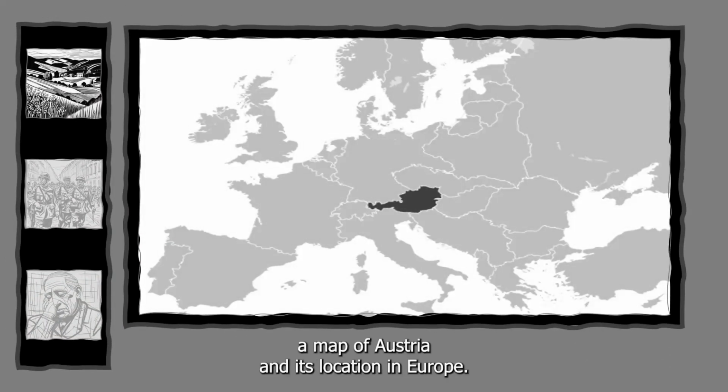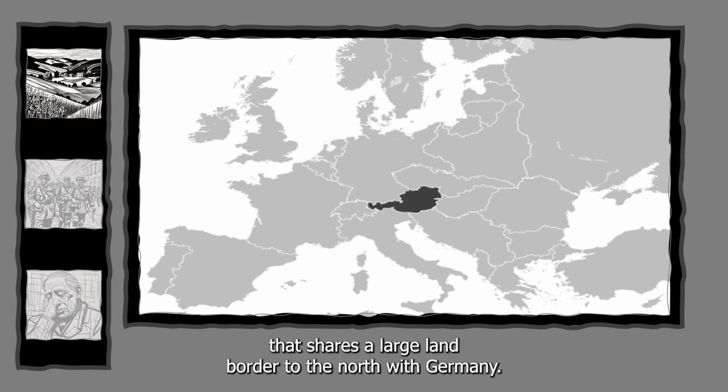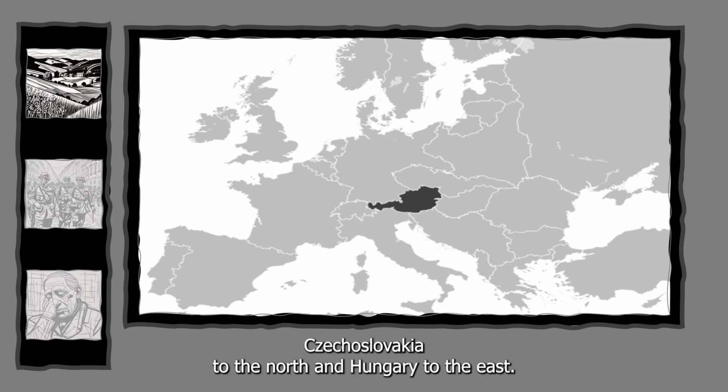Let's first examine a map of Austria and its location in Europe. We can see that it is a landlocked country in the center of Europe that shares a large land border to the north with Germany. It also borders Italy to the south, Czechoslovakia to the north and Hungary to the east. This means that it would have a strategic advantage for any future war in Central Europe.